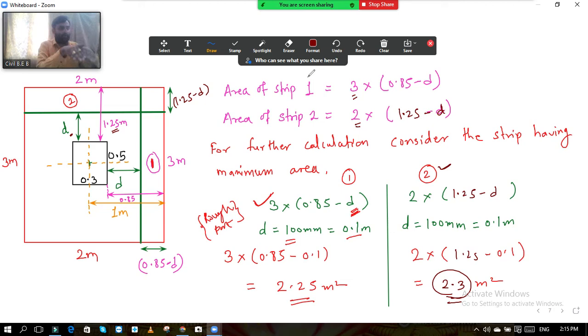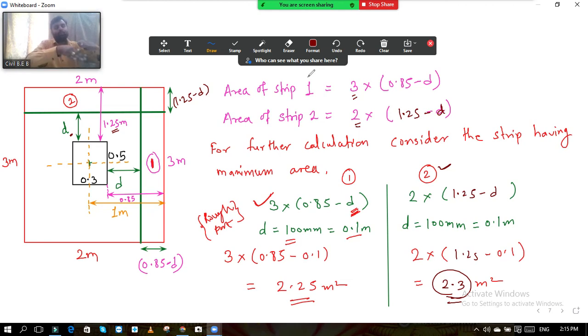One part will remain as it is. So look at my hands here: this part will remain as it is and this part will move down. First both are at the same level. This part will remain as it is and this is my strip 2, this strip 2 will move down like this.